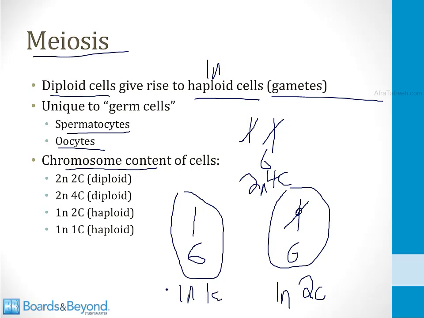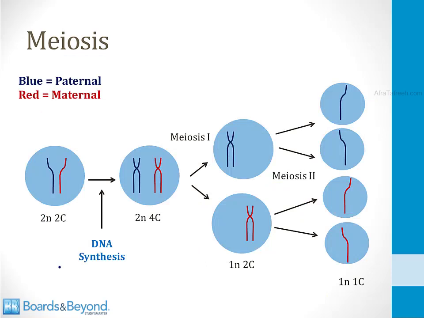So you need to understand this nomenclature, how we decide if cells are 1N or 2N, and how we decide if they are 1C, 2C, or 4C, in order to understand the names of all the cells going through spermatogenesis. So here's a picture just to make this even more clear. Let's imagine that we start with a cell that is 2N, 2C.